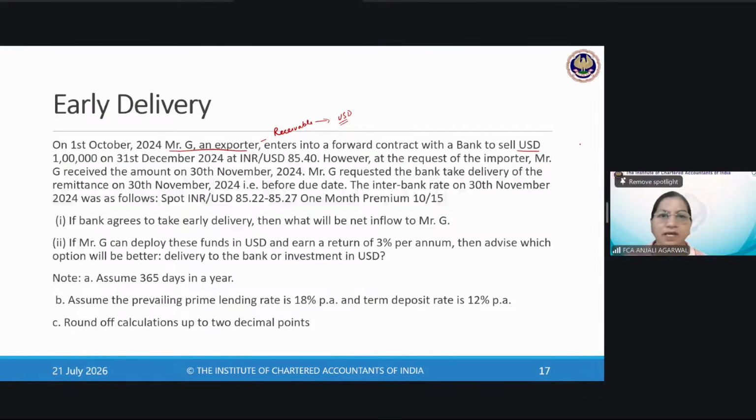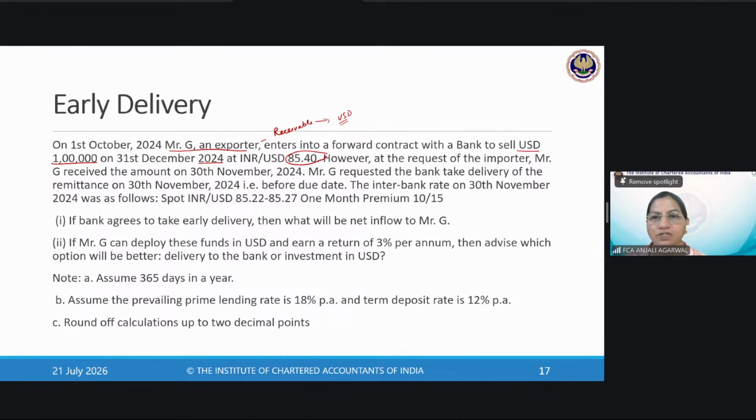So Mr. G, the exporter, enters into a forward contract with the bank to sell US dollars 100,000 on 31st December 2024. At what price? 85.40. So on 31st December, G was supposed to receive 85 lakh 40,000, right? However, at the request of the importer, Mr. G received the amount on 30th November. So that's exactly 1 month before the time came for receiving the payment.